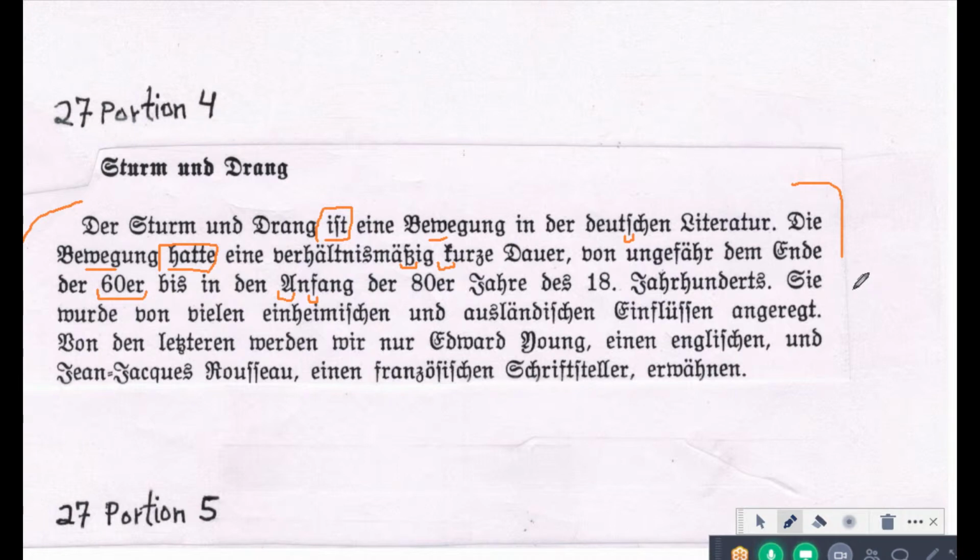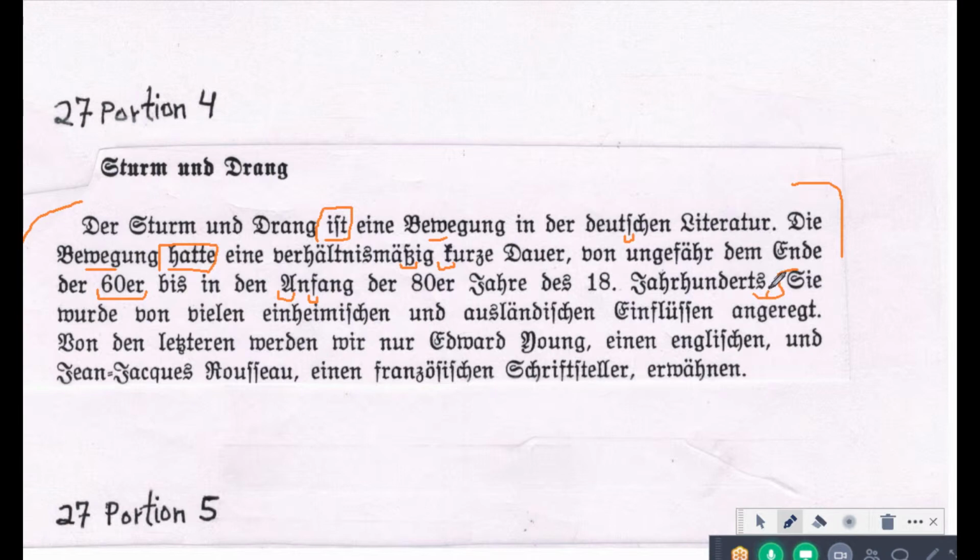Do you want to do that sentence from approximately? Yes, from approximately the end of the 60s up into the beginning of the 80s, of the 18th century. Perfect. And this is the S for the possessive of the 18th century.